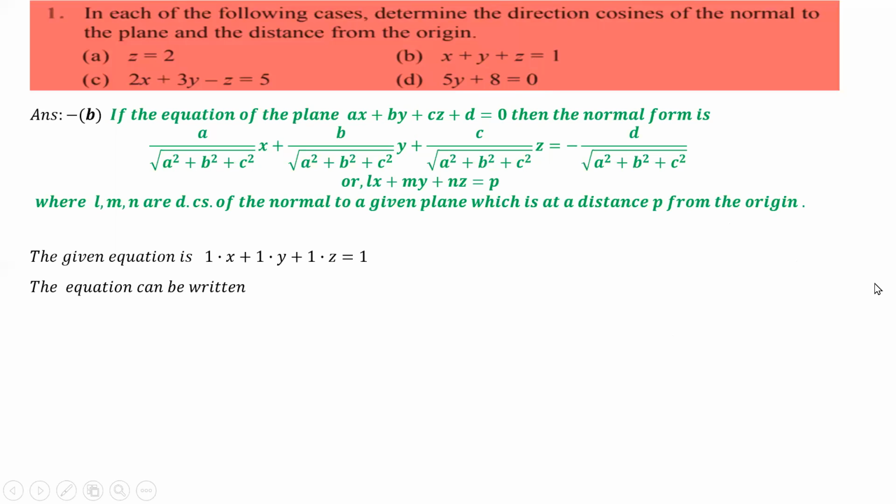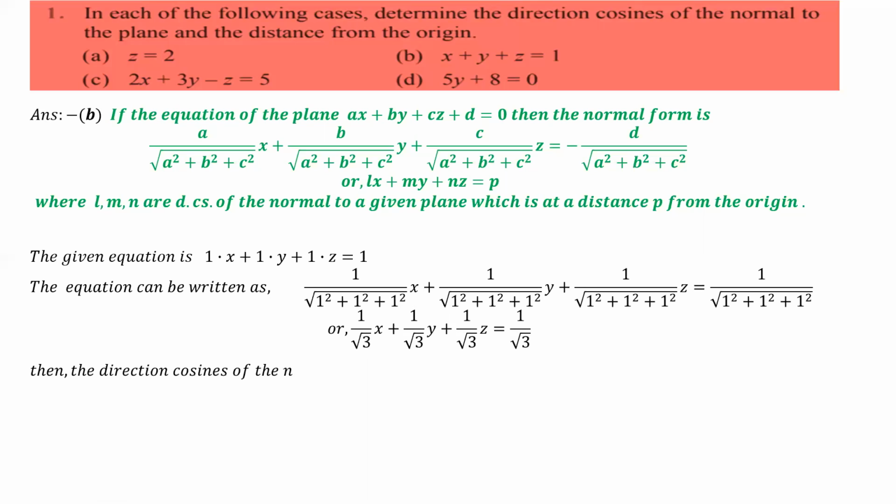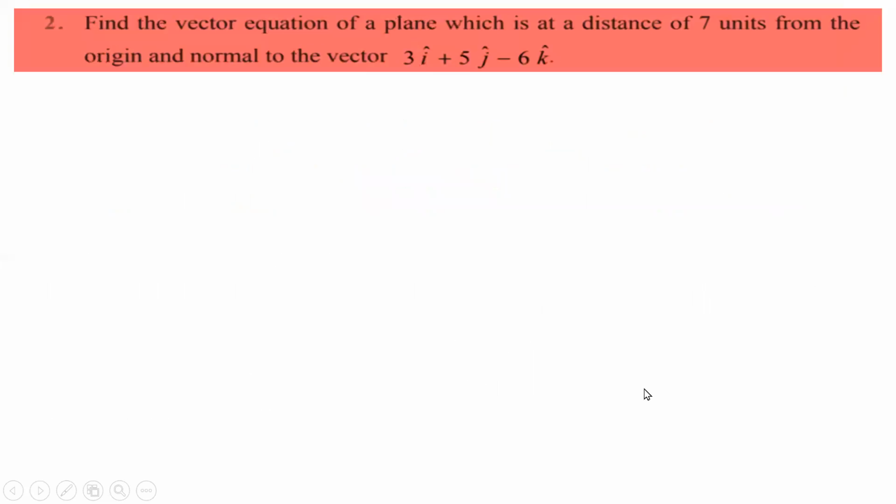So we need to divide the whole equation by root over 1 square plus 1 square plus 1 square, that is divide the equation by root 3. So dividing this, we will get 1 upon root 3 into x, 1 upon root 3 into y, 1 upon root 3 into z equals to 1 upon root 3. So the direction cosines of the normal to the plane are 1 upon root 3, 1 upon root 3 and 1 upon root 3. And the distance from the origin is, look at the p here, p is 1 upon root 3. So the distance is 1 upon root 3 units. Here is the question number B, and C and D are your homework. Okay, so moving to the next question number 2.